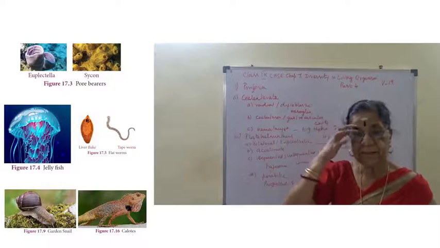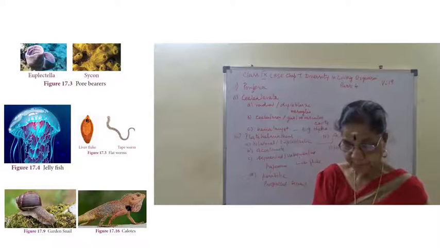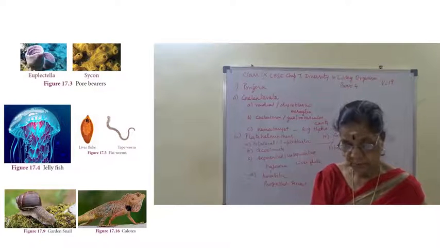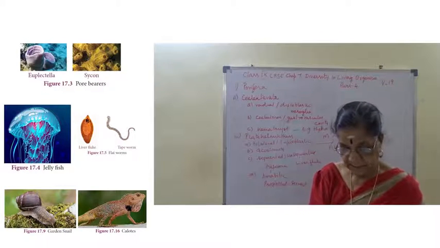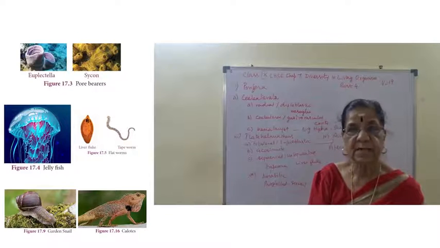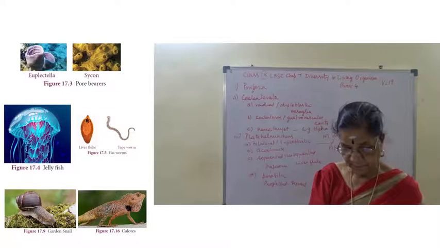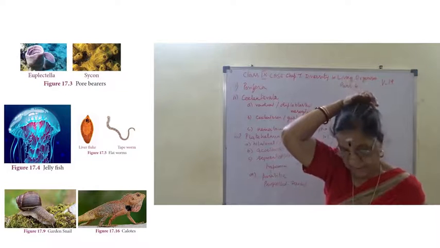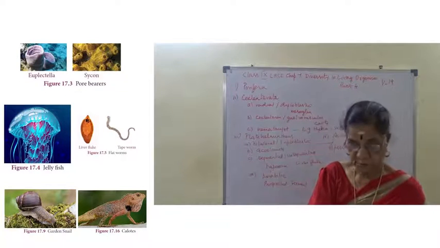So Platyhelminthes: the body of animals in this group is far more complexly designed than in the other two groups we have studied so far. Bilateral, triploblastic, and there is no true body cavity, acoelomate. The body is flattened dorsiventrally, flat from top to bottom. Another name is flatworms.